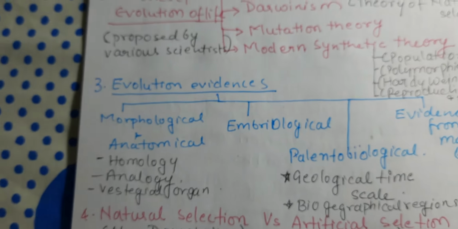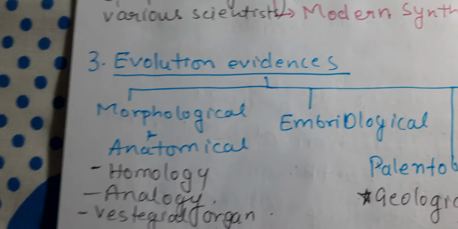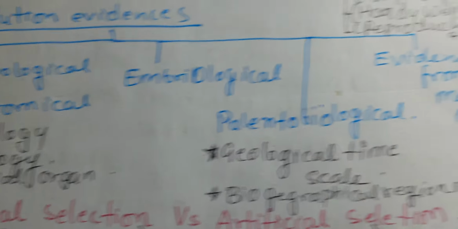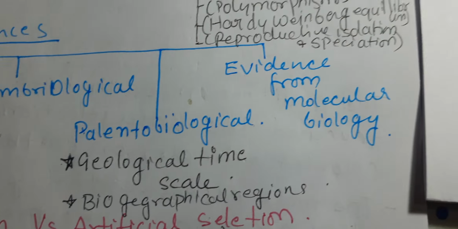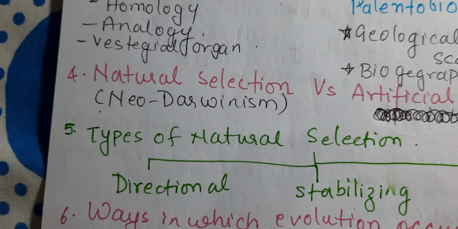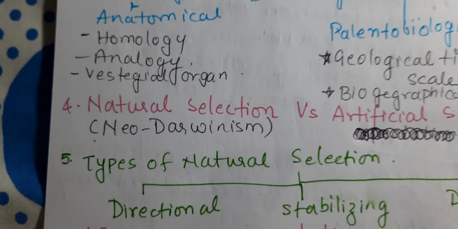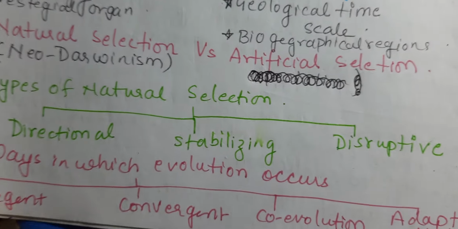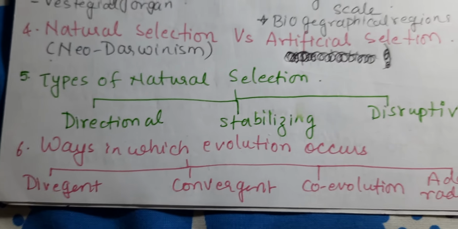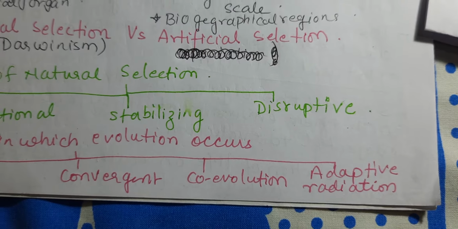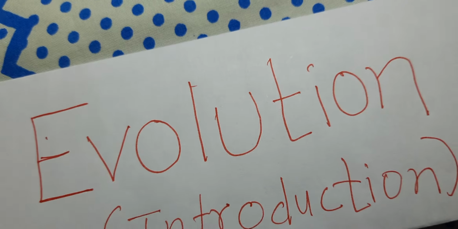In the evidences of evolution, we are going to study the morphological and anatomical evidences, embryological evidences, paleontological evidences, and evidences from molecular biology. Then we'll also be talking about neo-Darwinism, the difference between natural selection and artificial selection, types of natural selection: directional, stabilizing, and disruptive, and ways in which the evolution occurs. So there are different modes: divergent, convergent, co-evolution, adaptive radiation.